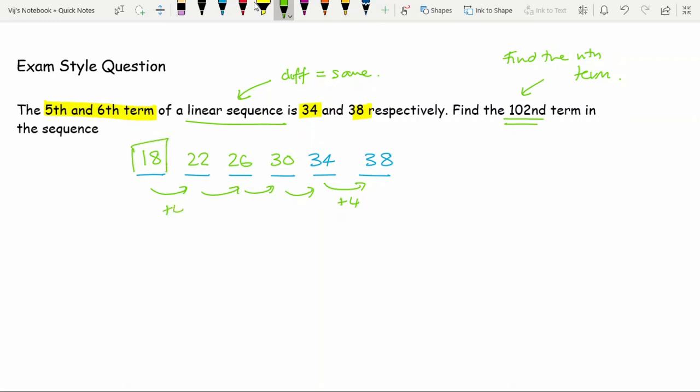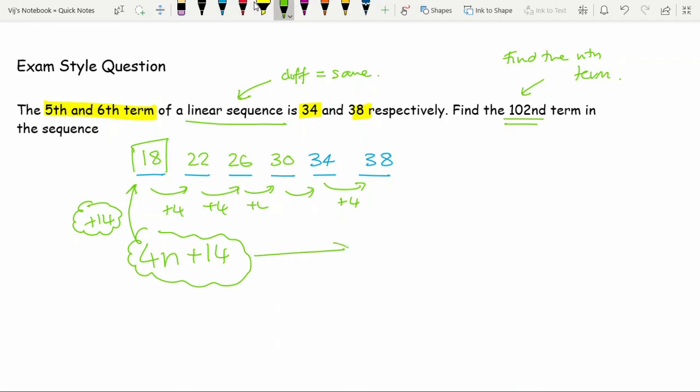Now, because the difference is plus 4, I know that 4n is going to be in the formula. But without knowing the first term, I can't do this step where I'm thinking, okay, what do I need to get from the difference to the first number? I can't do it because I can't use 34, because that's the 5th term, not the first term. So to get from 4 to 18, all I need to do here is add 14. So the nth term is going to be 4n plus 14.